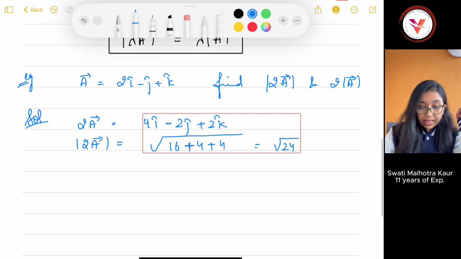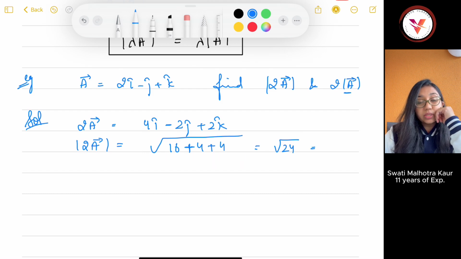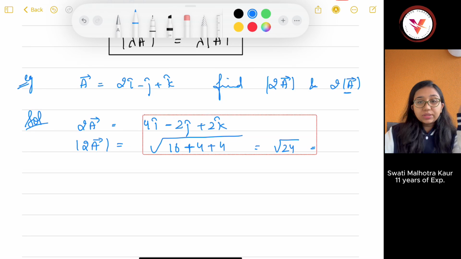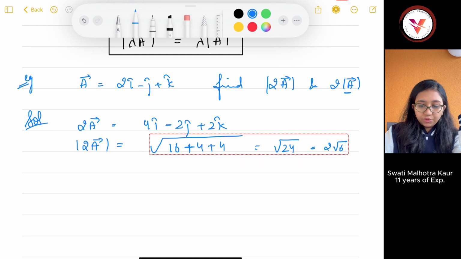Okay. Now, the square root of 24 can be written as 24 is 4 times 6, so it can be written as 2 root 6. Okay, so if you take 2 into the square root, it's 4 times 6, which is 24.